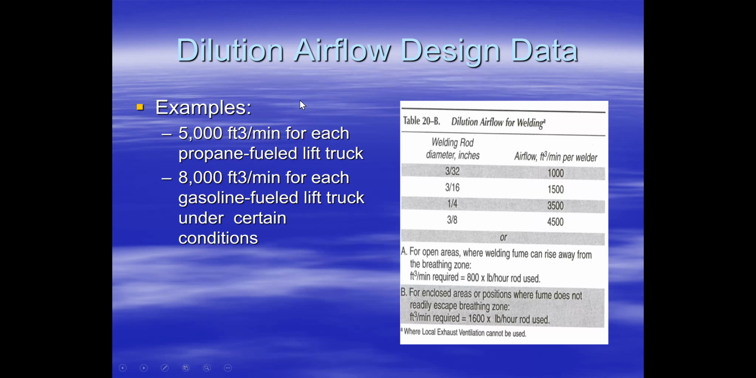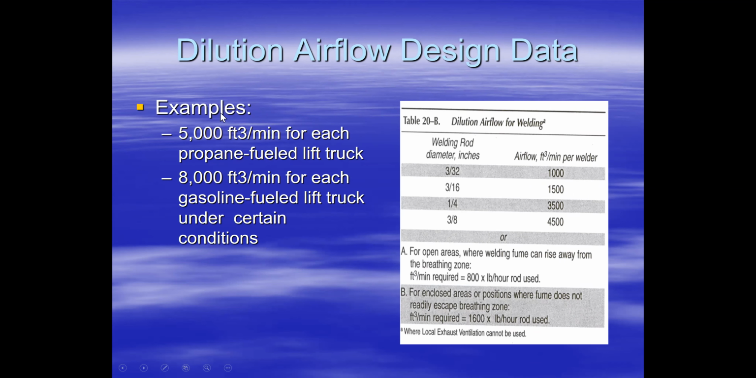Some examples of how much airflow you might need. A welding rod, 330 seconds, which is a very small rod, still requires 1,000 cubic feet per welder. If you notice, they've actually modified these standards a little bit. For example, you can no longer use a gasoline-powered lift truck inside a structure. You have to use a propane or electrical one.